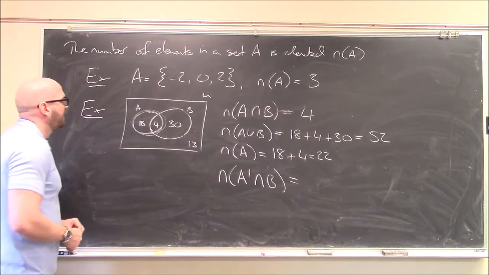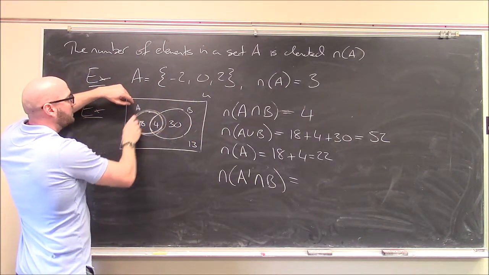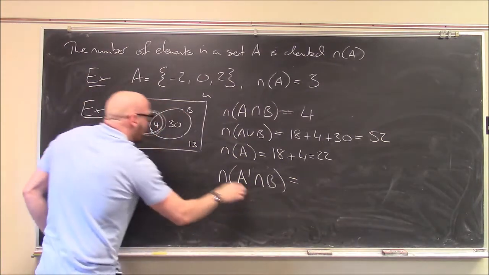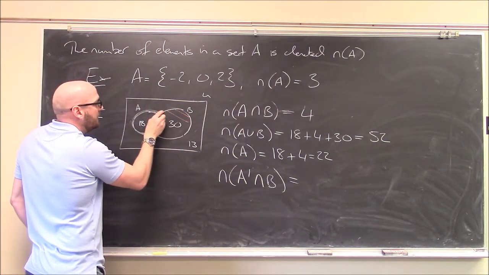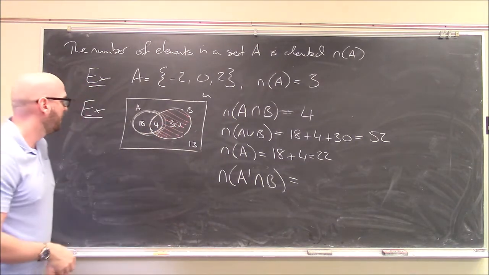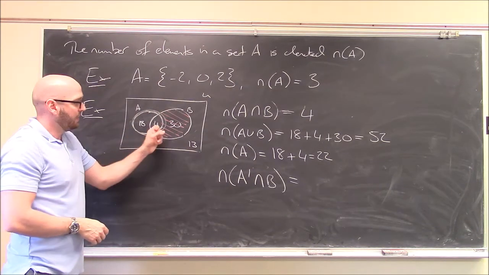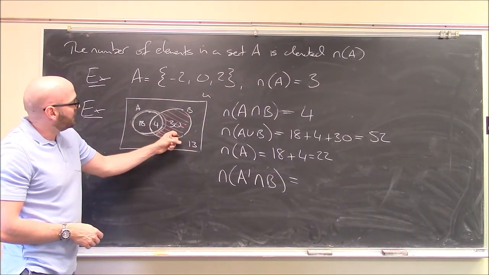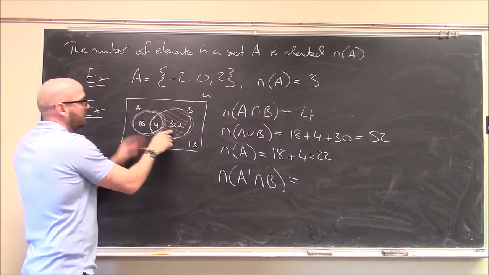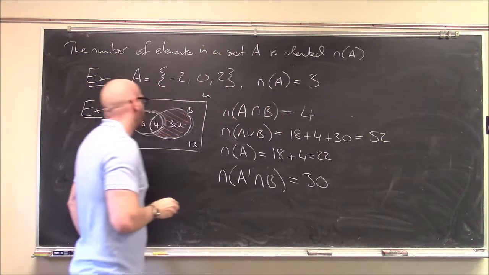So what's that? That would be everything not in A, so everything outside of the circle, but that is in B. So everything not in A, but in B, would be this region here. And so everything not in A, so in A complement, and in B, there's 30 elements in this region here. It's everything not in A and in B. So this would be 30.